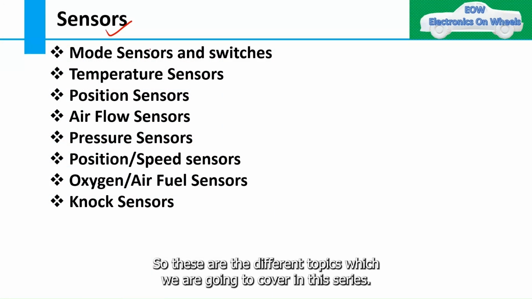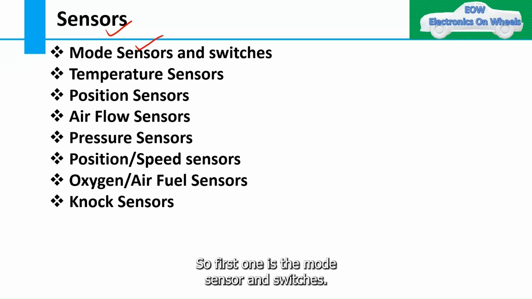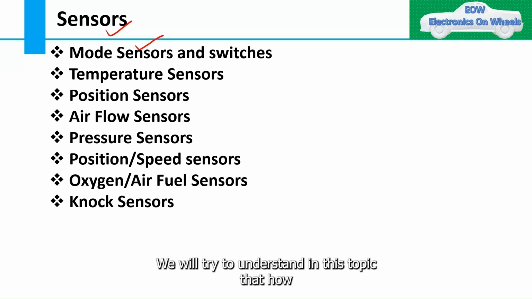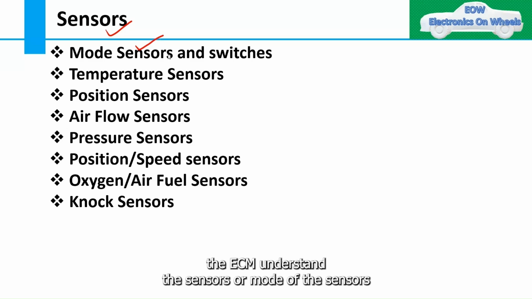So these are the different topics which we are going to cover under this series. The first one is the mode of sensors and switches. We will try to understand in this topic how the ECM understands the sensors or mode of the sensors and the switches, how the ECU takes the value from the sensors and switches, and how it processes and understands it.